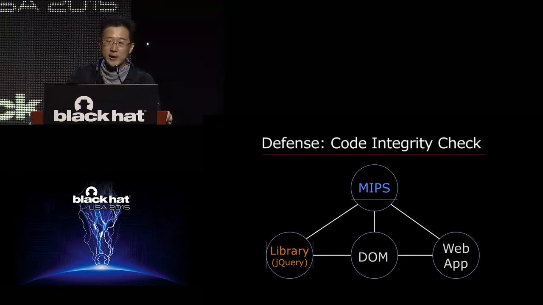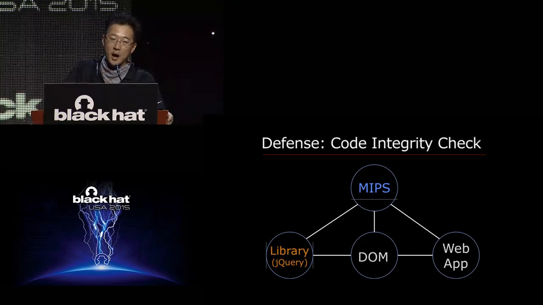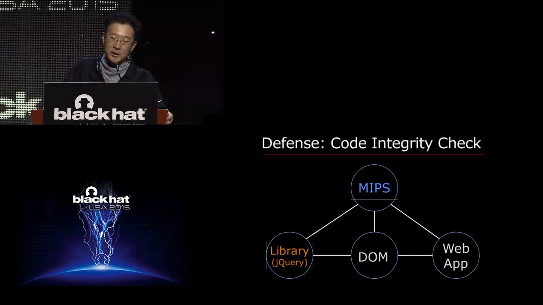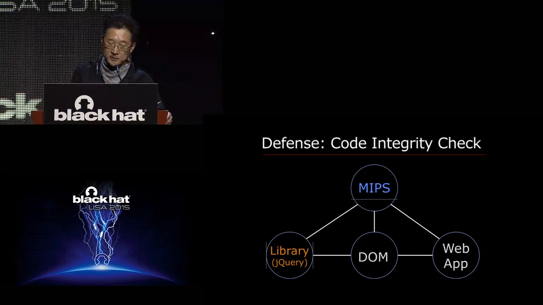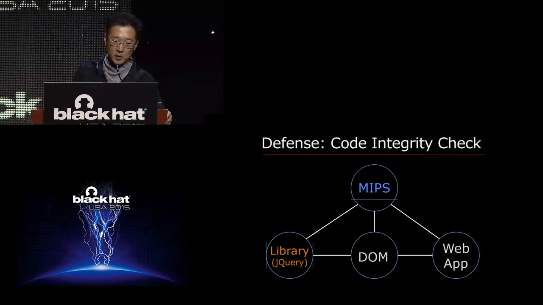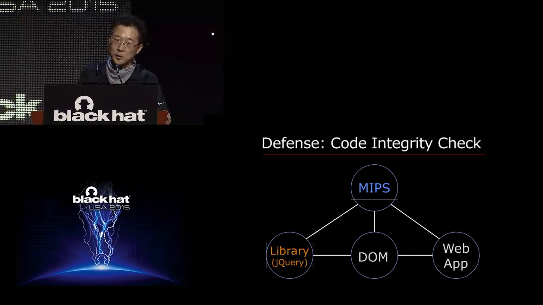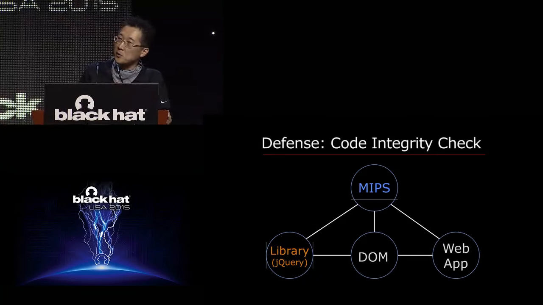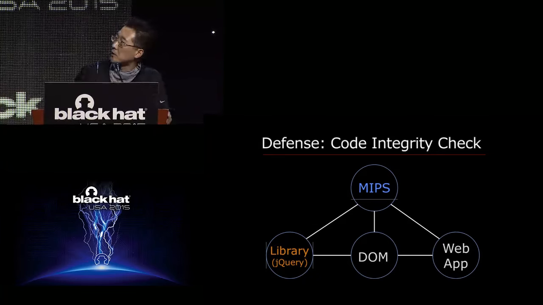So it could be the MIPS, it could be the library, or it could be the DOM API functions, or even the online banking applications that can be spoofed or tampered with. So it's important to provide security for each one of those components in this picture.